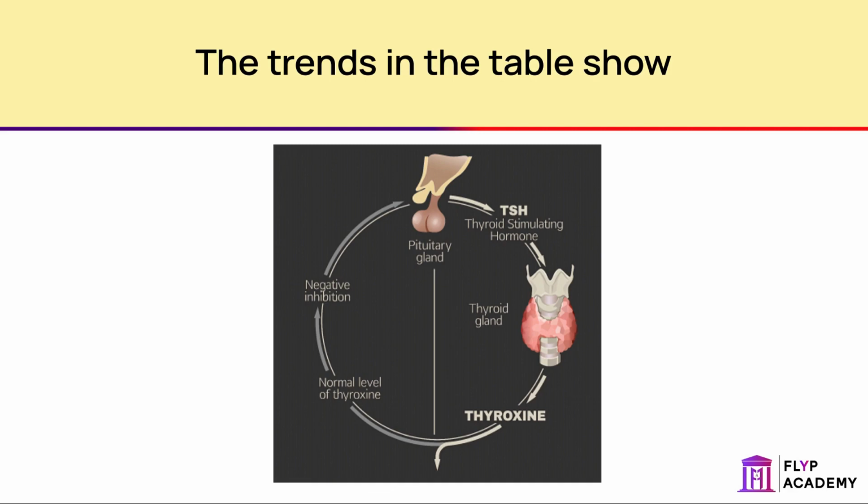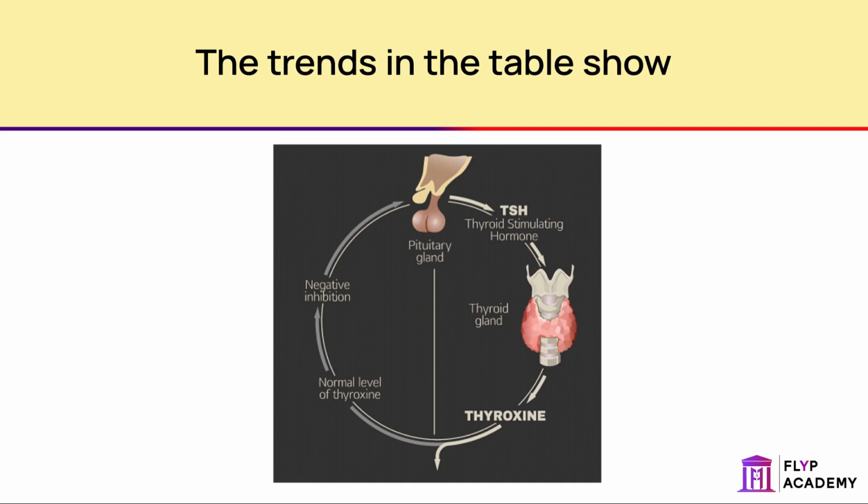If thyroxine levels become low, then the hypothalamus triggers the pituitary gland to release thyroxine-stimulating hormone, which causes the thyroid gland to release thyroxine. When levels are normal or high, this process is inhibited, which means it stops the hypothalamus from triggering the pituitary gland. And therefore, thyroxine-stimulating hormone is not released, so then thyroxine is not released from the thyroid gland.